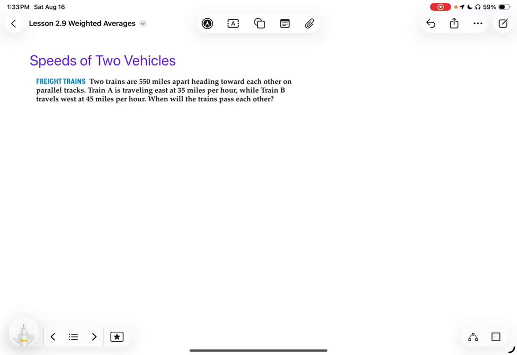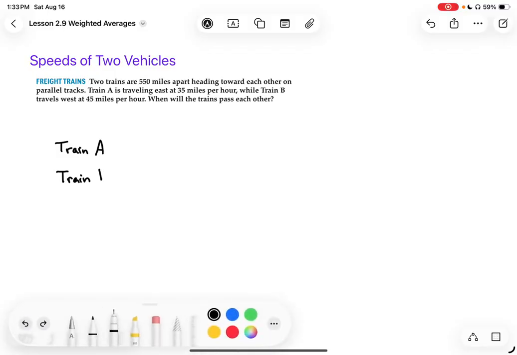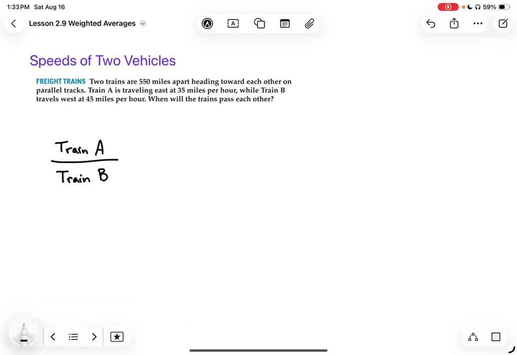Okay, so this is very similar to a mixture problem in that because we have two different things happening, two different vehicles traveling, we're going to create a table to keep our data straight, to keep things organized. We're just going to call them train A and train D. No, I'm just kidding. Let's do train B. Train A and train B.